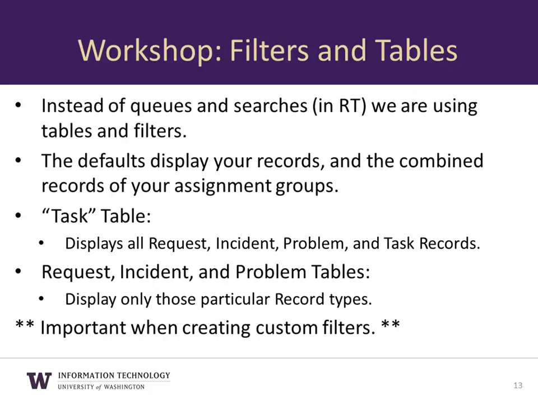So if you're searching for something or want to display something, a filter against the task table is going to show all of your requests, incidents, problems, and task records. So when in doubt, search from the task table. If you were to run a filter against just the request table, it will only return requests. And hopefully by the end of this session, you'll understand why you may want to do that at times. When you're making custom filters, it's important to know which table you are filtering against. Does that make sense? And if you don't know anything at all about databases, this is literally all you need to know. Okay.